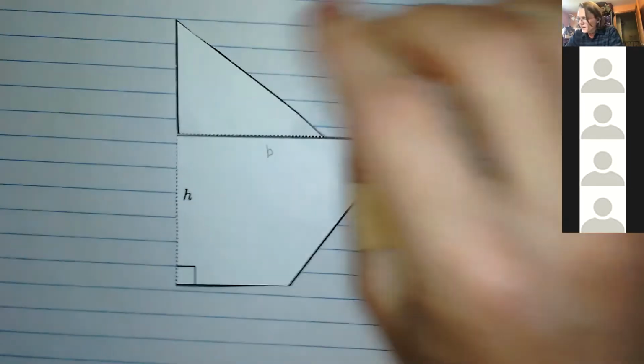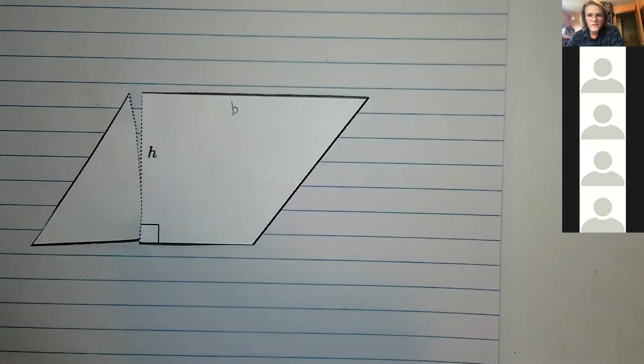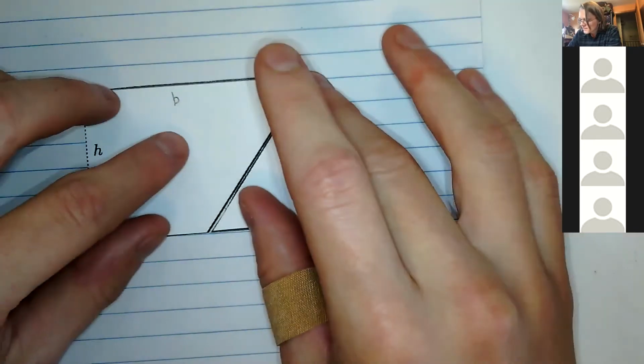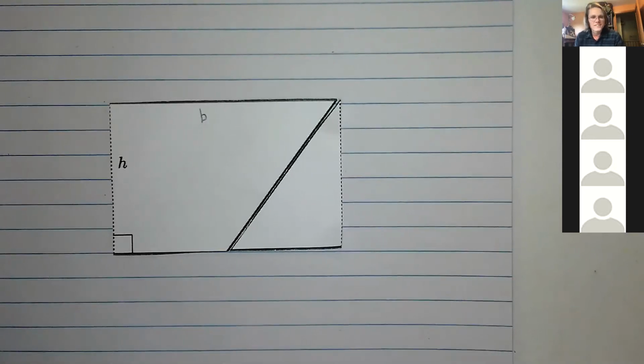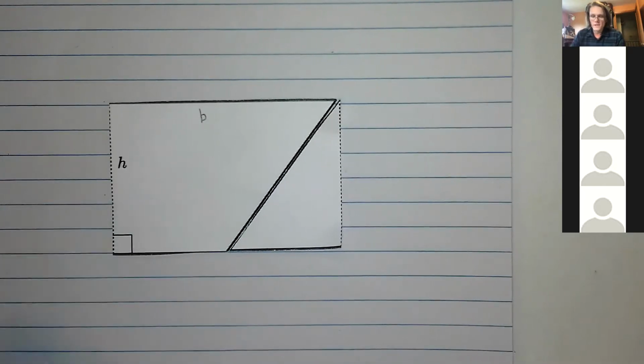Now, the trick that we're going to do for this one is we're going to flip it over and make it a square. Yeah, rectangle. But exactly, so I cut it along the H, and I'm just going to move it over here. And now it's a rectangle. And what's the area of this rectangle? Base times height. There you go. So the area of this parallelogram is just base times height.